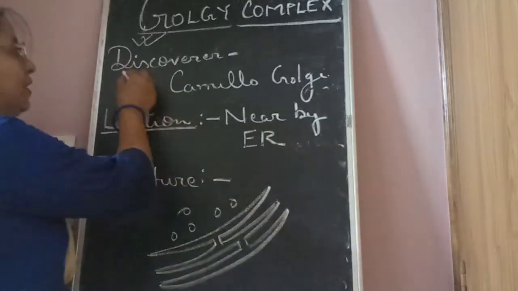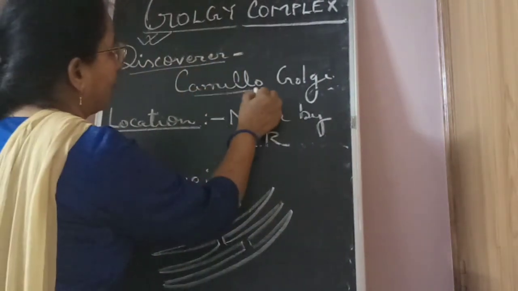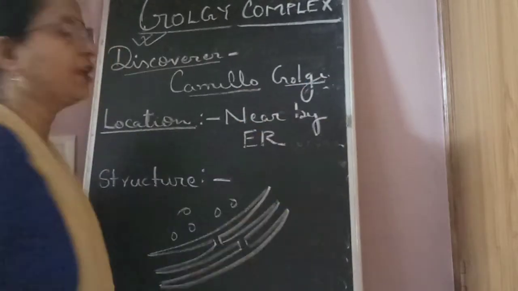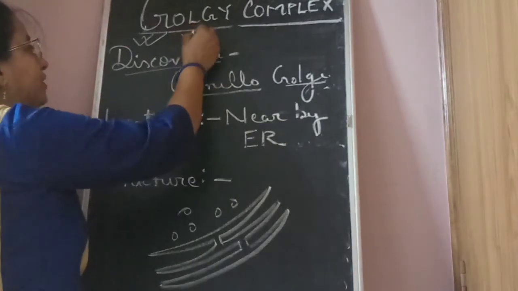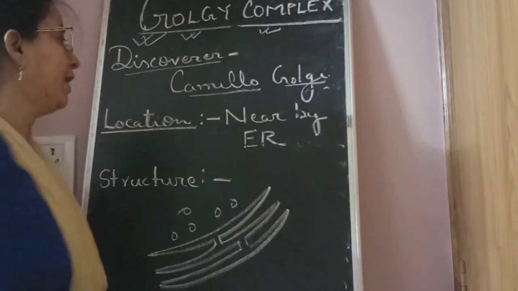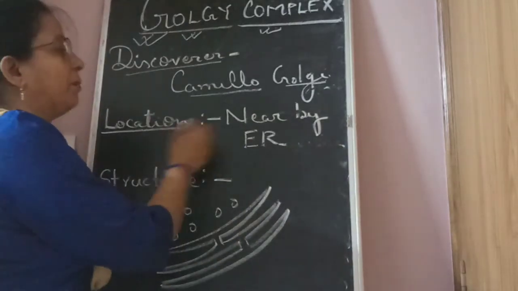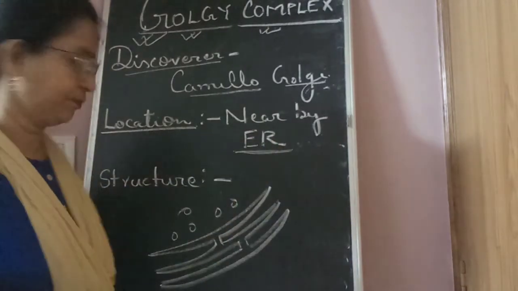Who was the discoverer of Golgi complex? He was Camillo Golgi. After the name of Camillo Golgi, its name is given Golgi complex. What is its location in the cell? Actually, it is present nearby endoplasmic reticulum in the cytoplasm.